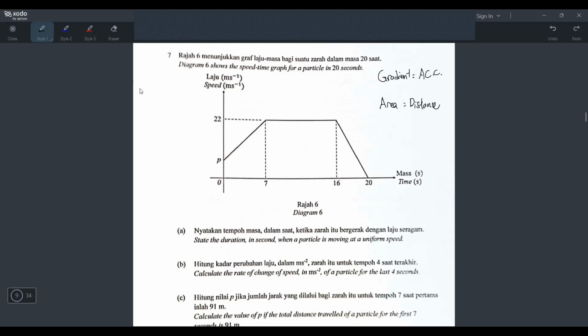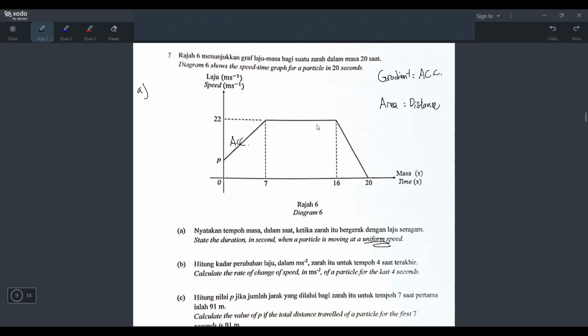Okay, tak apa, kita baca A dulu. State the duration in second when a particle is moving at a uniform speed. Nyatakan tempoh masa dalam saat ketika zarah bergerak dengan laju seragam. Okay, what happens in this garisan? This garisan, what happens? Time sedang jalan, speed is increasing. So we call this accelerate.